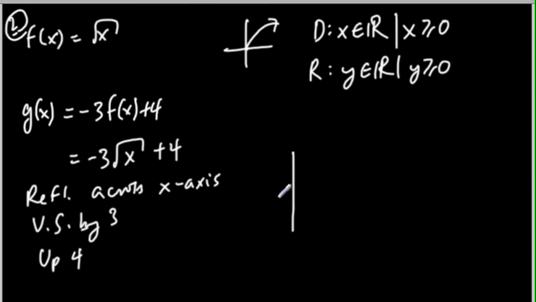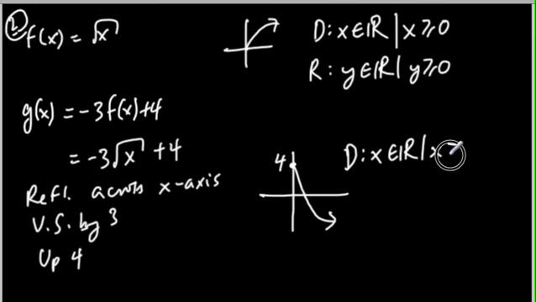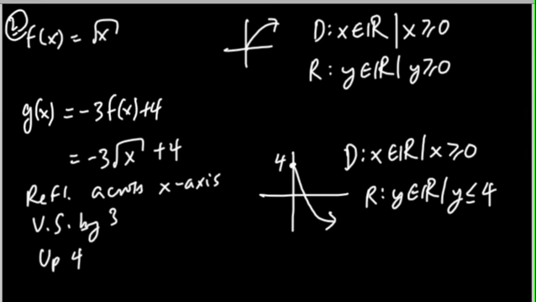Since it's reflecting across the x-axis, it'll go down this way. Vertical stretch by 3 means it further stretches down this way, and then up 4. So this is 4, because it moves up from 0 to 4. And so that's that. The domain is x is an element of reals, x is greater than or equal to 0, and the range is y is an element of reals, y is less than or equal to 4. So that's number 2.